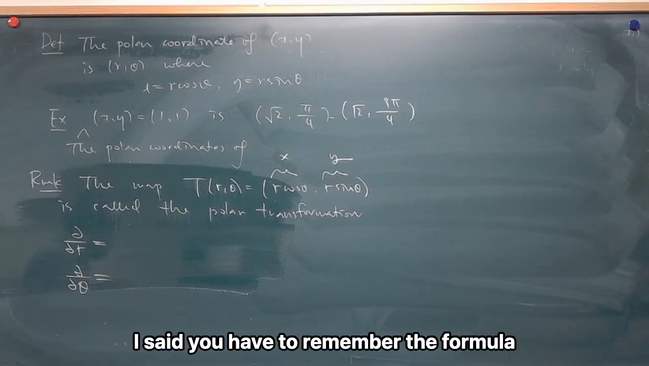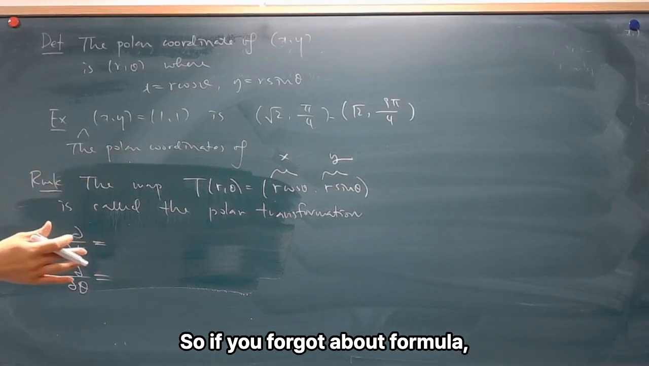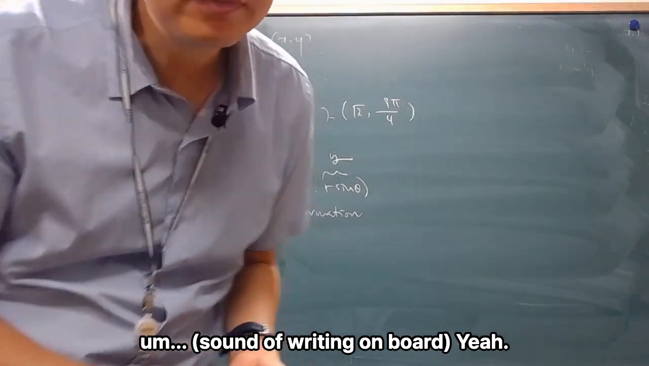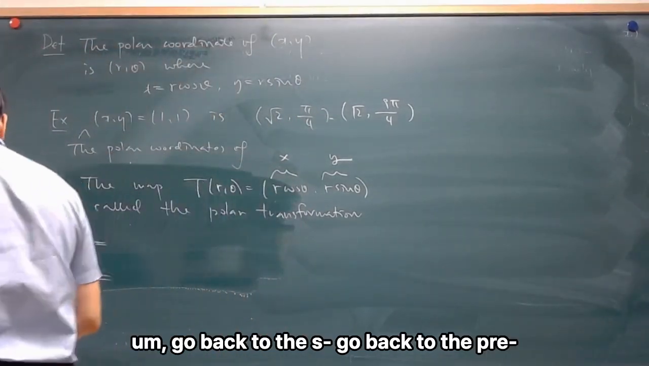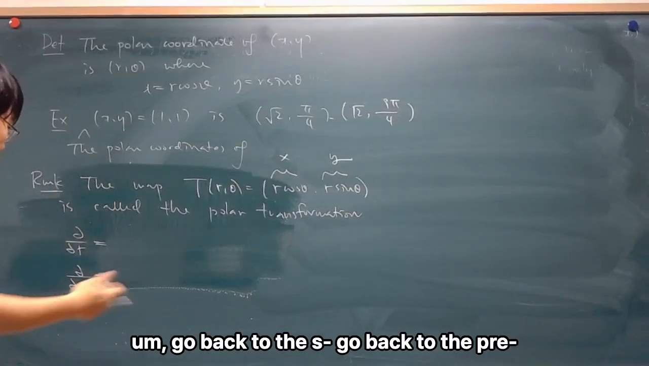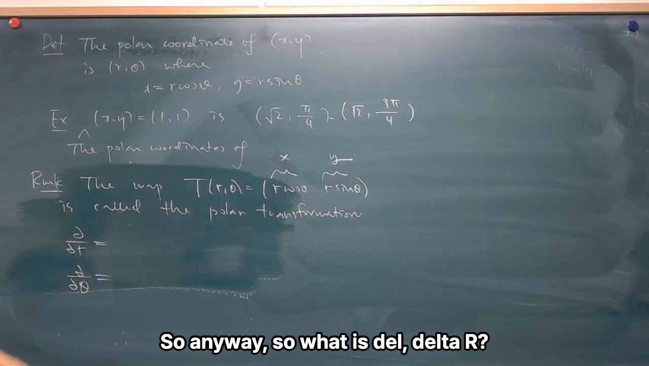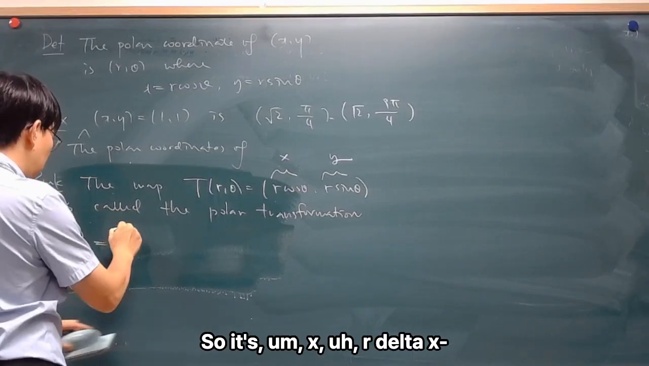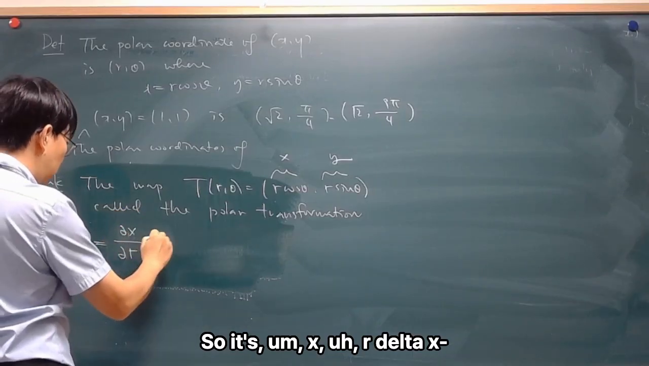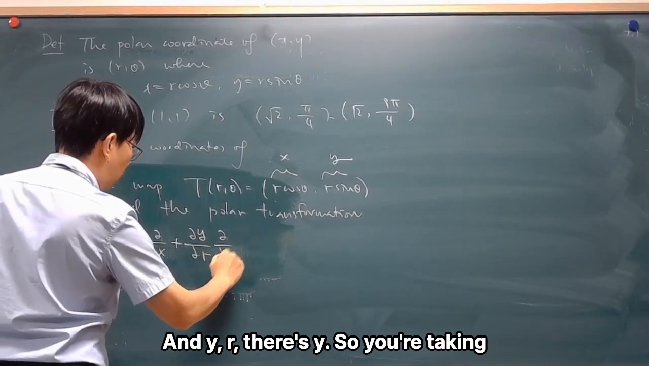That's why I said you have to remember the formula before we move on to this scene. If you forgot the formula, go back and see the formula again. So anyway, what is delta r? It's partial x over partial r delta x, and partial y over partial r delta y.